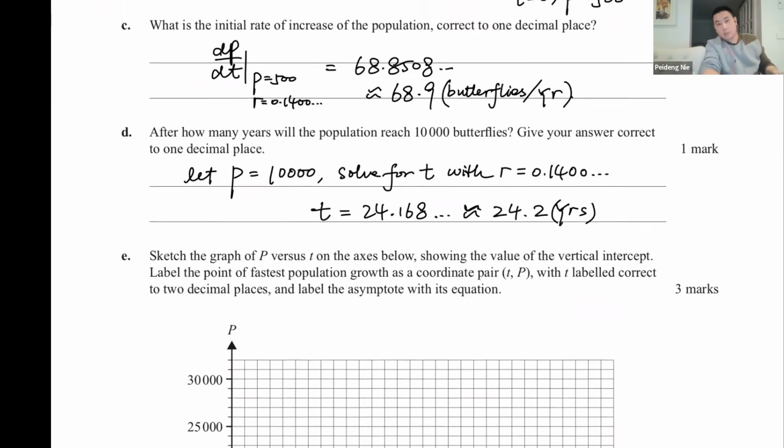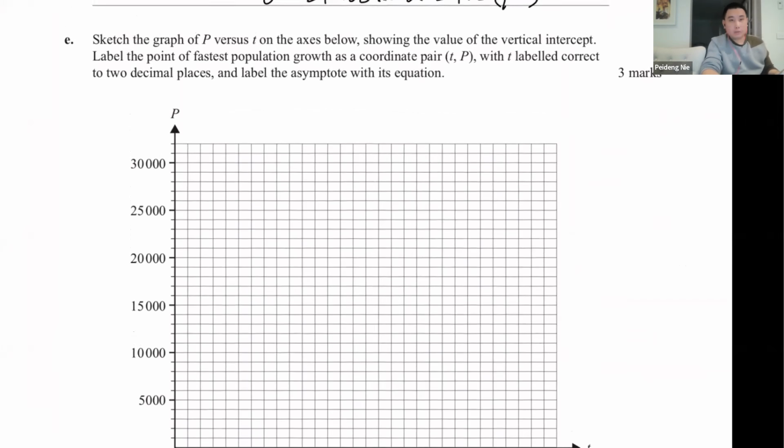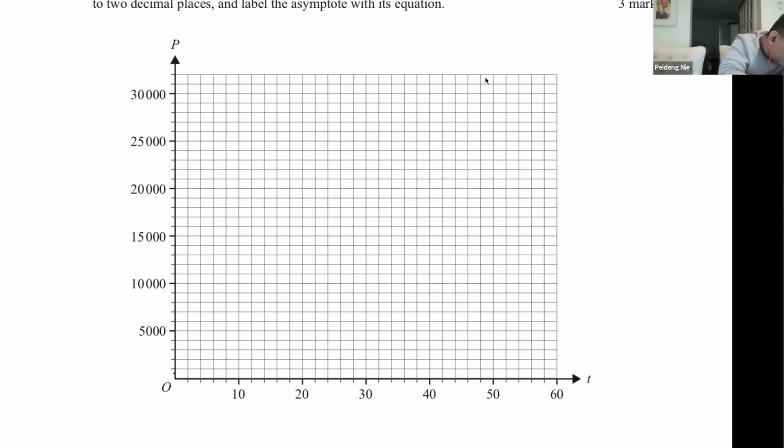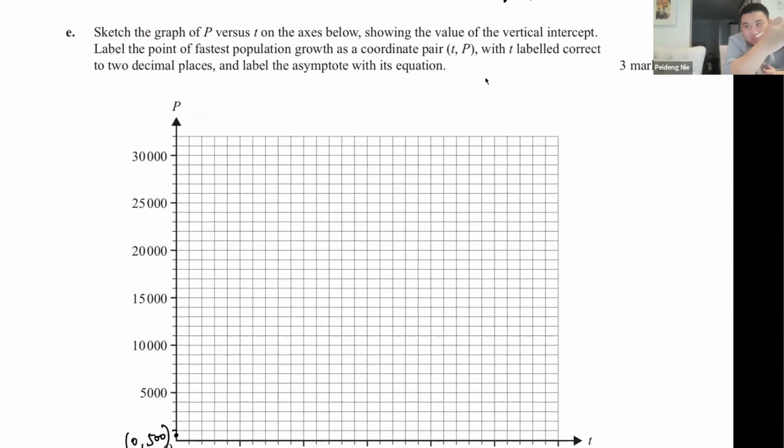Okay, and finally, we only have part E here. Sketch the graph of P versus T on the axis below, showing the value of the vertical intercept. So basically, each one grid is 1,000, so half of that grid will be 500. 0, 500, okay? And the asymptote is the maximum population, but that's an upper bound, okay? It's not a turning point maximum.